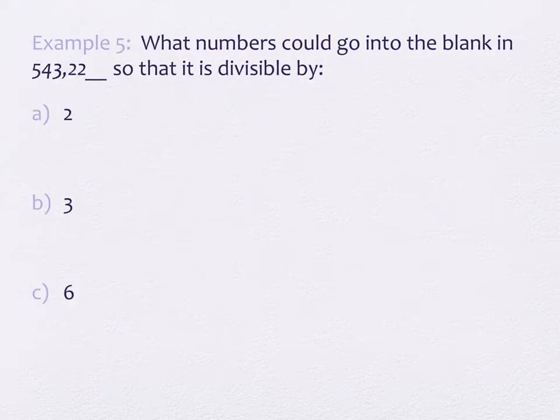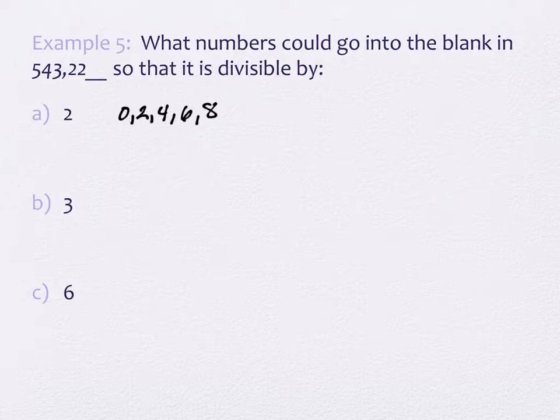All right. What we're going to do on number 5 is we're going to fill in the blank. We're going to decide what numbers could go in the blank so that we make our value, this 543,220 something, actually divisible by the numbers 2, 3, and 6. So what number could go in the blank so that that 6-digit number will end up being divisible by 2? Even number. Any even number. So can you tell me what I would include? 0, 2, 4, 6, and 8. Any of those will make the number even at the end, right? They'll make it an even number, which will then make it divisible by 2.